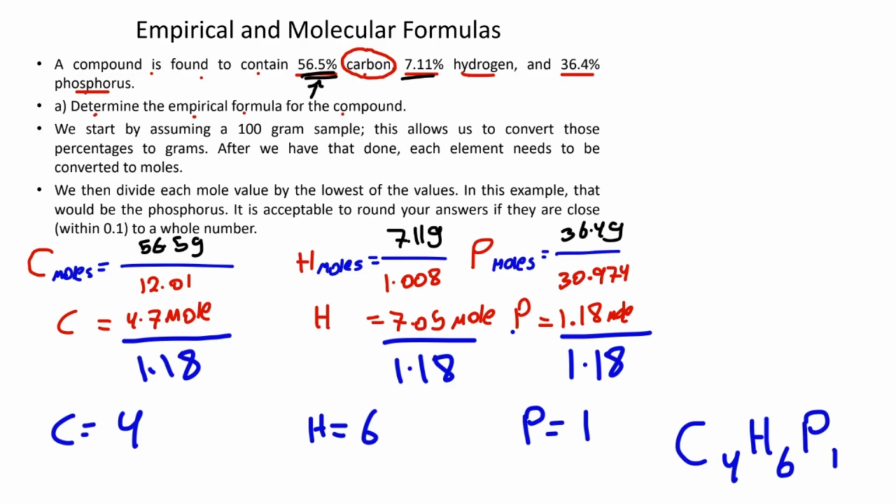So this is 1. We don't write the number 1 for the elements. This is called the empirical formula. Why? Because you cannot divide all these elements' numbers by one single number.